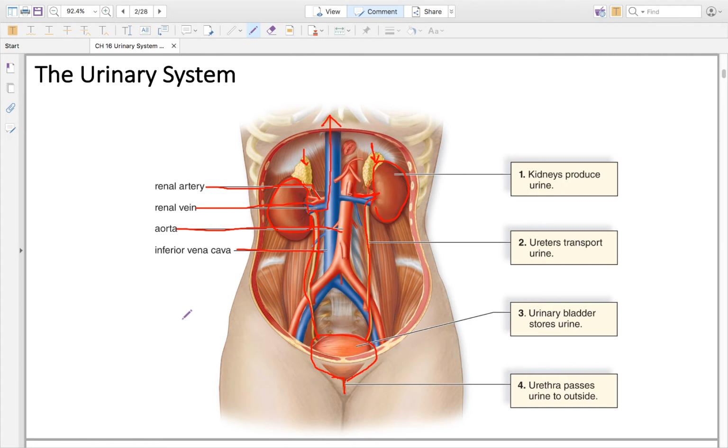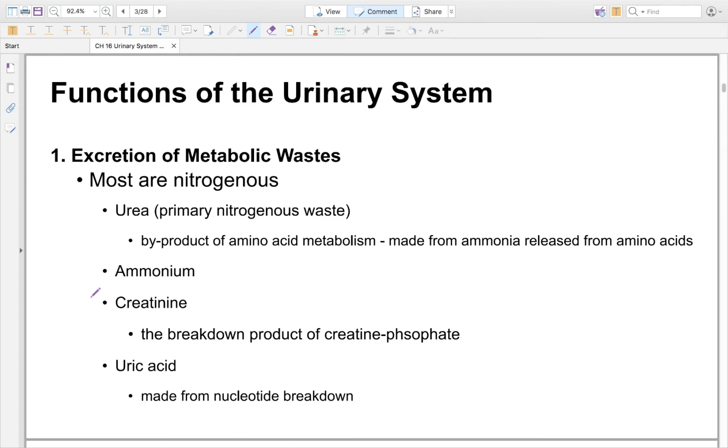Now, quickly, the job of the kidneys in a simple form is to produce urine. The ureters' job is to carry the urine that's formed here and deliver it to the urinary bladder. And then the urinary bladder stores urine until it's time to remove that urine. And then we have the urethra, and that allows urine to exit the entire human body system.